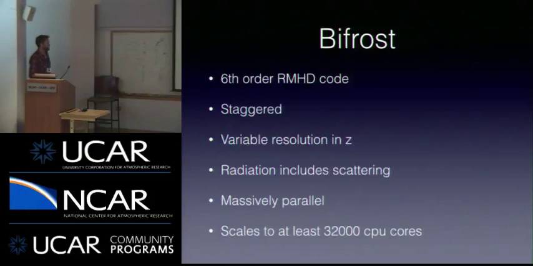It has a variable resolution in Z, so in height. The radiation that's implemented includes scattering, which is of course important in the chromosphere. It's massively parallel, and it scales up to at least 64,000 CPU cores. 64. We have 64, I'm sorry.